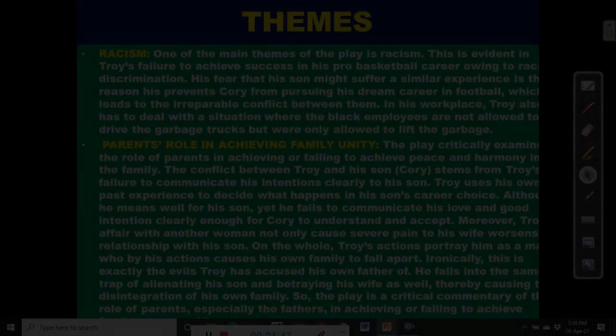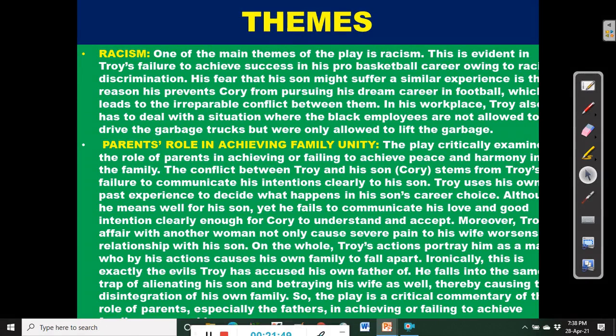In his workplace, Troy also has to deal with a situation where the black employees are not allowed to drive the garbage trucks, but are only allowed to lift the garbage, and Troy has to raise this issue with his boss. Eventually, he was later allowed to drive a truck.